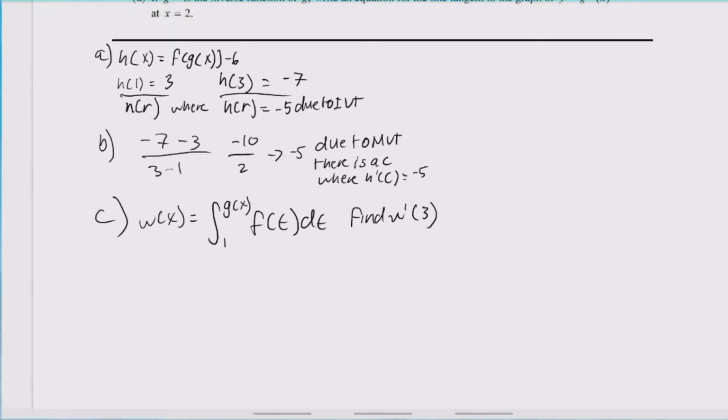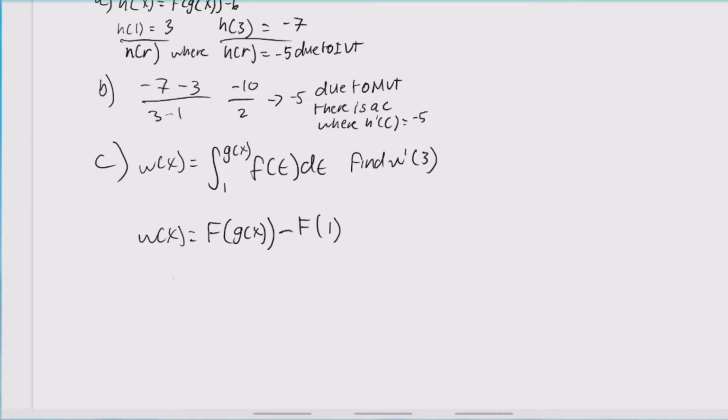Now, basically what we're going to do here is use FTC, the Fundamental Theorem of Calculus. So then I'm going to say w of x equals F of g of x minus F of 1. Excuse me, capital F, the integrated version. And then if I want to find w prime of 3, what that means is w prime of 3 equals f of g of 3. Notice it's lowercase because I'm doing chain rule.